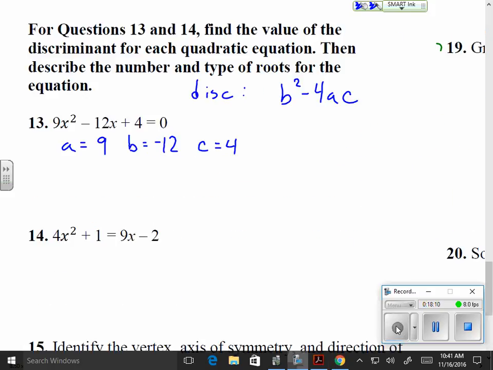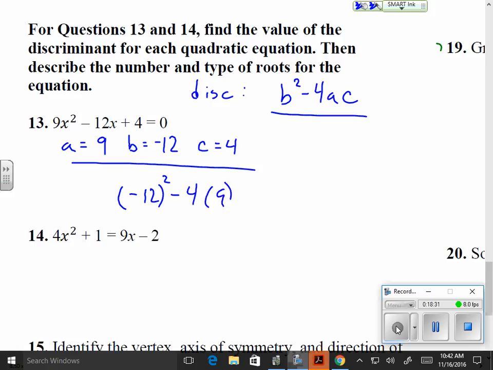For number 13, I need to just find the value of the discriminant, and then that will tell me how many and of what type the roots are. So the discriminant formula is b² - 4ac. Once I identify a, b, and c, then I plug that in, I get (-12)² - 4 times 9 times 4, which turns out to be 0. So if my discriminant is 0, that means I have one real root.